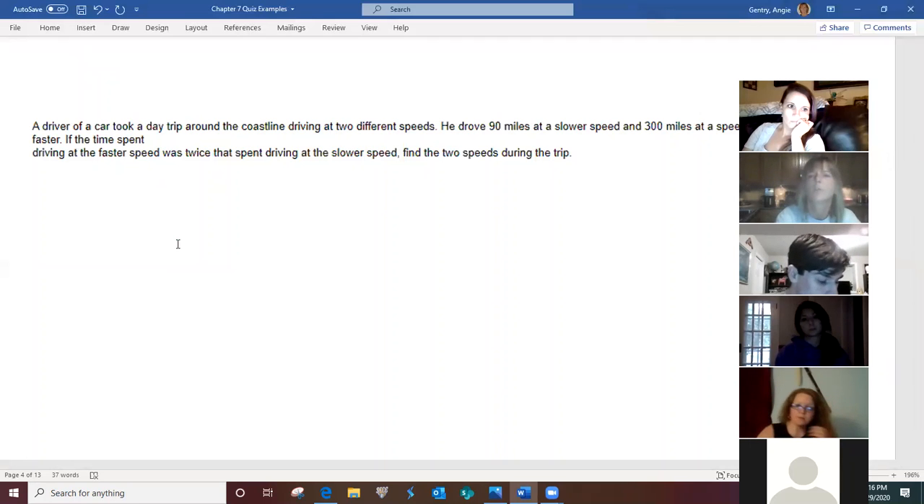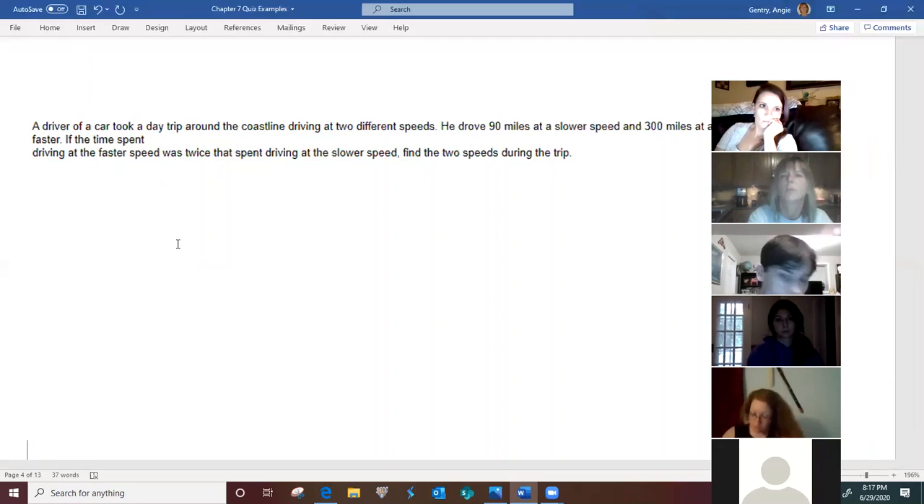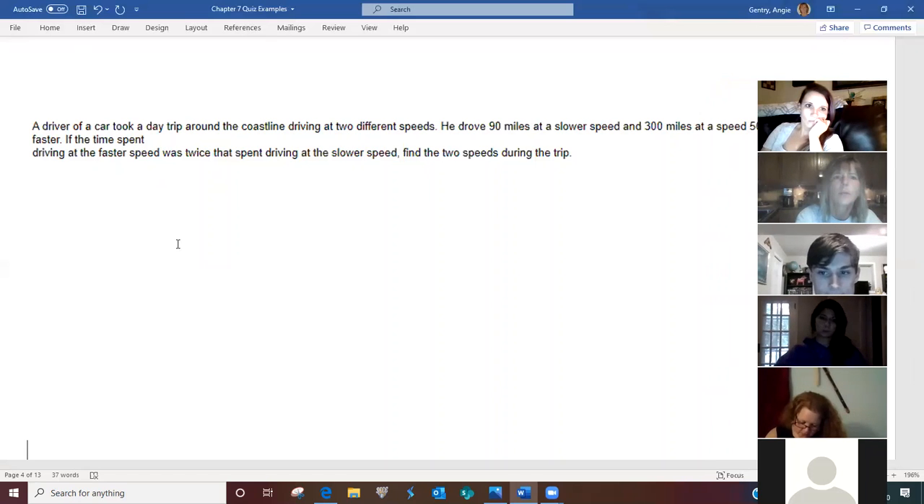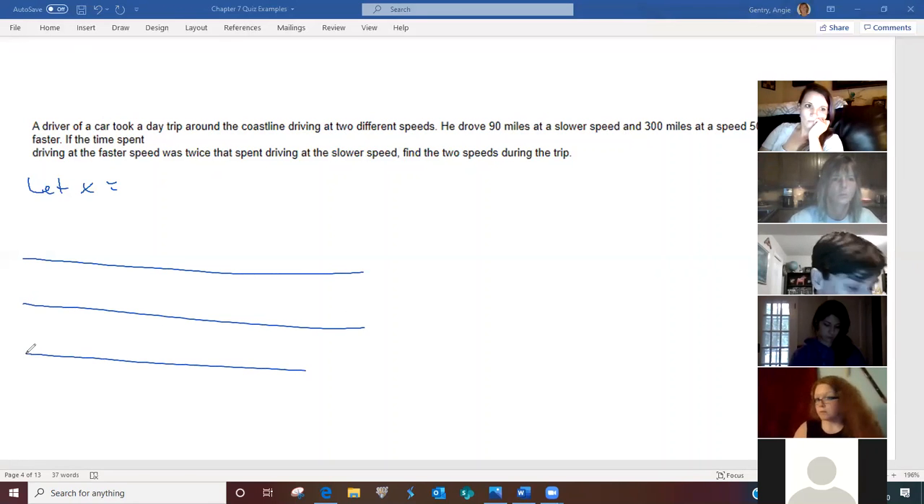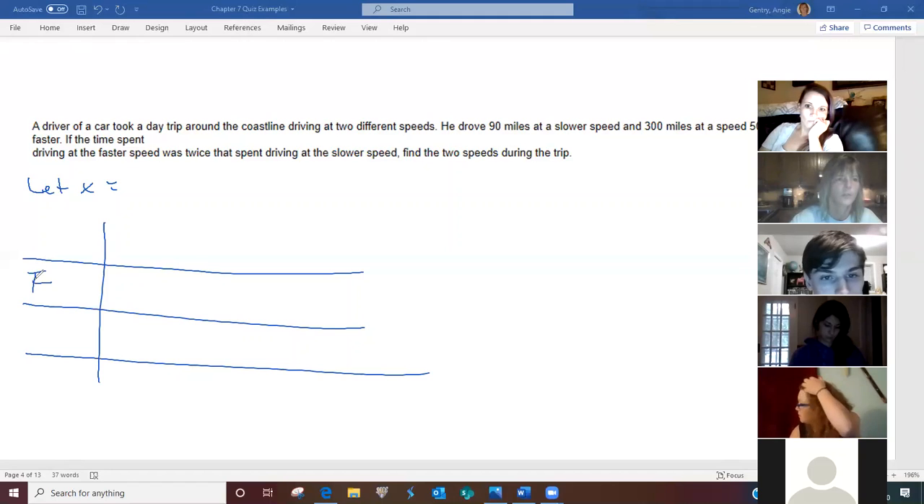He drives at two different speeds. He drove 90 miles at a lower speed and 300 miles at a speed 50 miles per hour faster. The time driving at the faster speed was twice that at the slower speed. We need to find the two speeds. I'm not going to do it, but I'm going to set it up. Let X be the slower speed. Now this is the same driver.